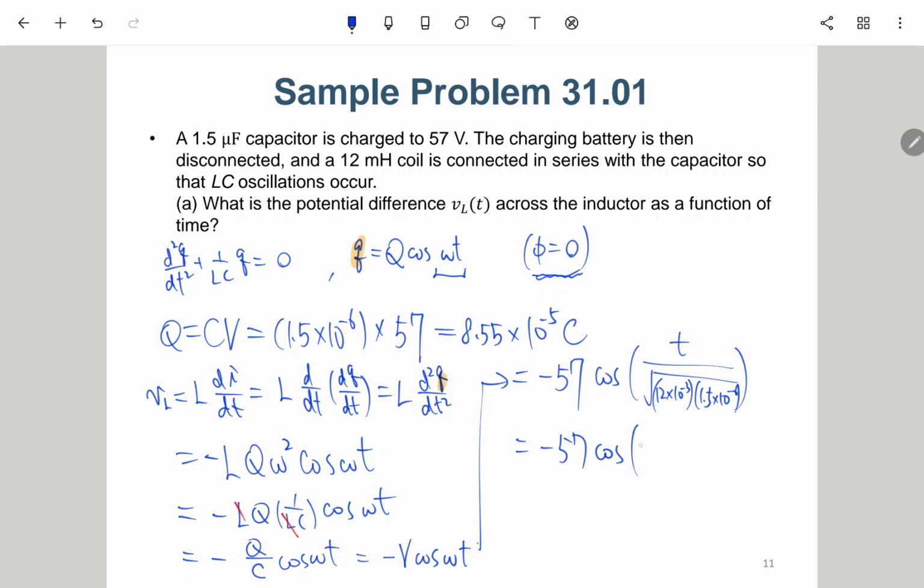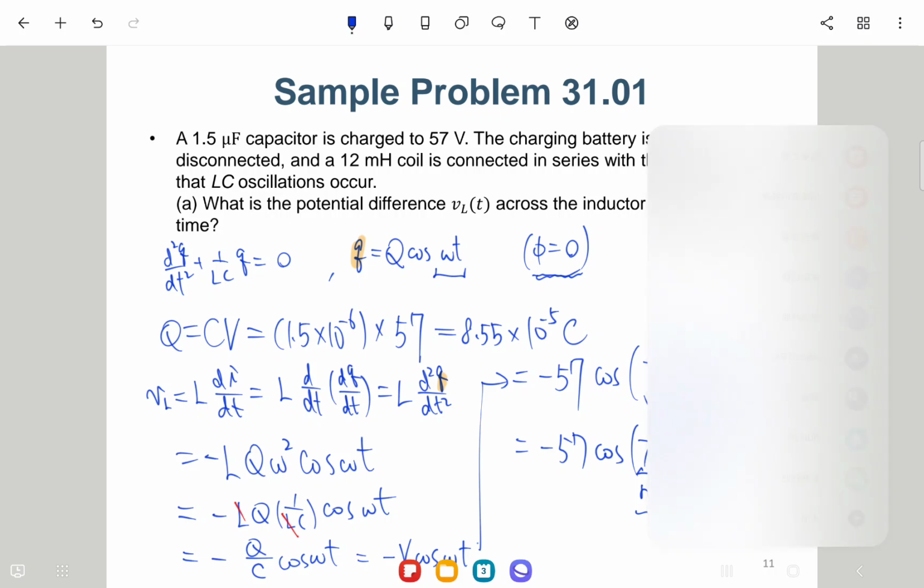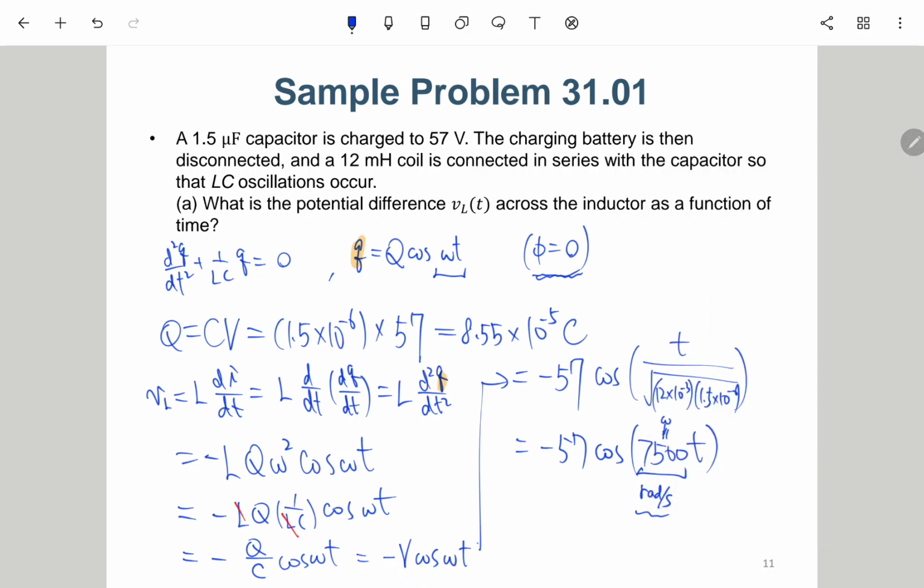This is 7,500 t. Actually this one is in radian per second. This is the angular frequency. Omega is angular frequency, so the SI unit of the angular frequency will be radian per second, not hertz. Hertz is the normal frequency.